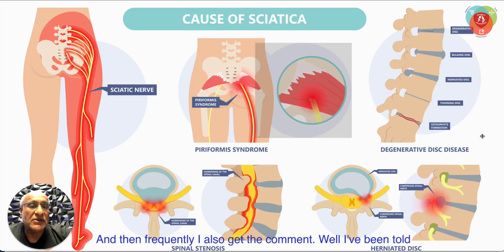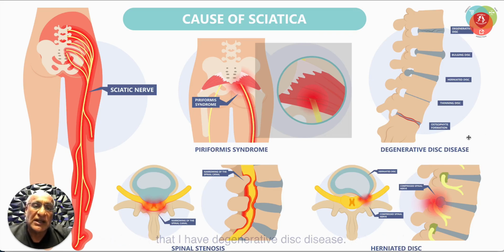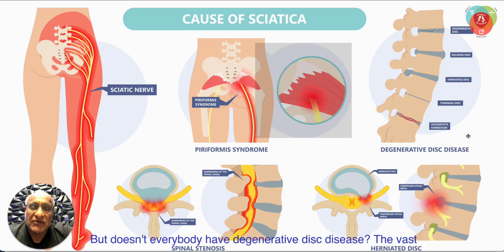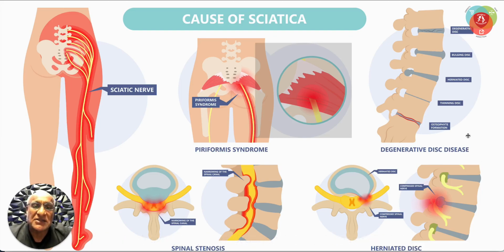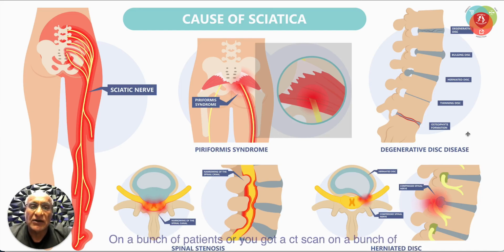And then frequently I also get the comment, well, I've been told that I have degenerative disc disease, but doesn't everybody have degenerative disc disease? The vast majority of patients have degenerative disc disease. Certainly, if you got an MRI or a CT scan on a bunch of patients that didn't have any symptoms, they would all have degenerative disc disease. But if you get MRIs or CTs on people that do have symptoms, that's a whole different set of studies. And that would suggest to you that you can identify the cause of a patient's pain by looking at their CT or MRI. Just because you have degenerative disc disease does not mean you will have pain.